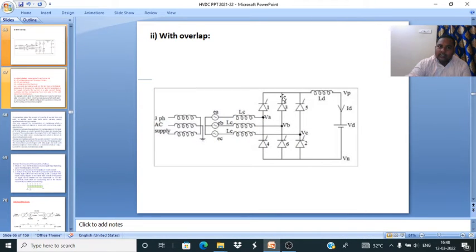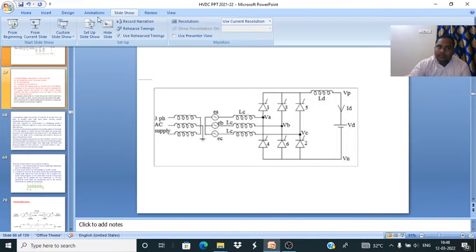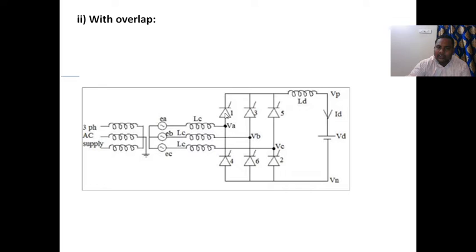In the previous discussion, we saw the waveforms without overlap. Now we consider the with-overlap condition. What is an overlap condition first? In the with-overlap condition, the inductance is present. Inductance LC is present. Before, we did not take the inductance into account, that is, inductance L was equal to 0.